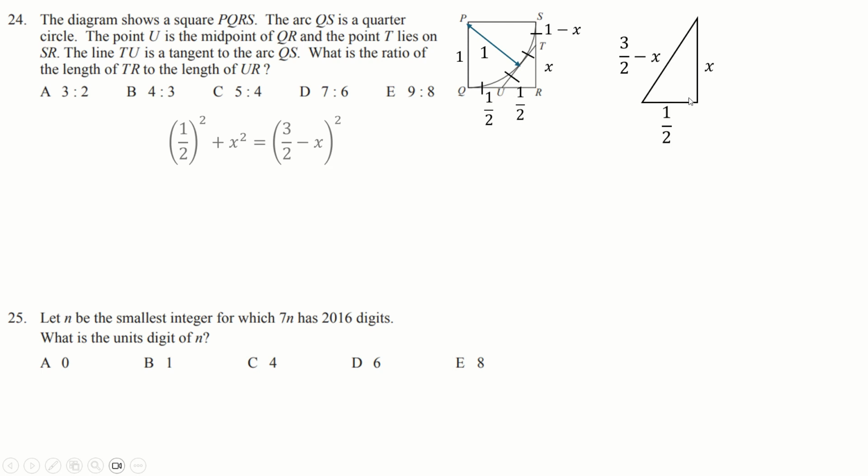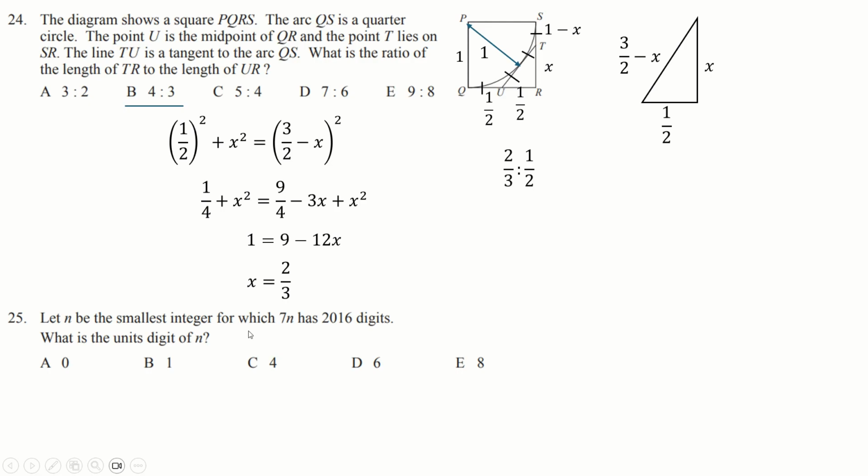And now we can just do Pythagoras on this triangle here. Expand this bracket out carefully. I think I times by 4 everywhere at some point. The x squared cancel, which is very nice of them. And you end up with x is 2/3. So the ratio of TR, which we think is 2/3, to UR, which is a half, is 2/3 to a half, times over by 6. And you end up with, I think, 4 to 3.